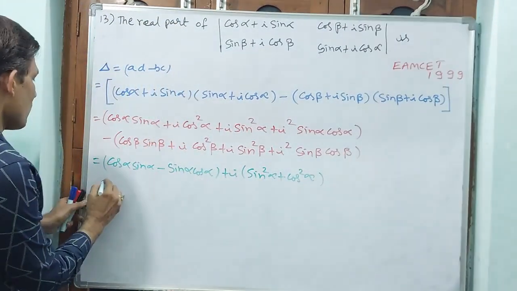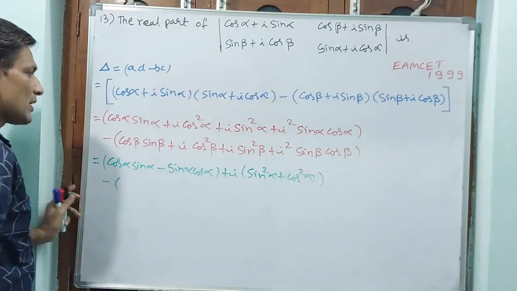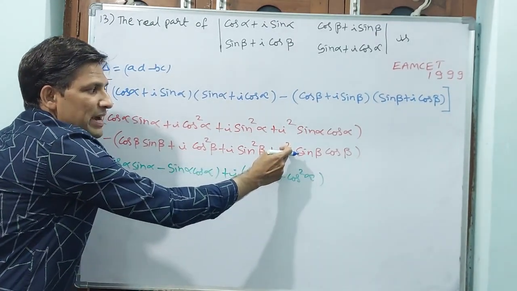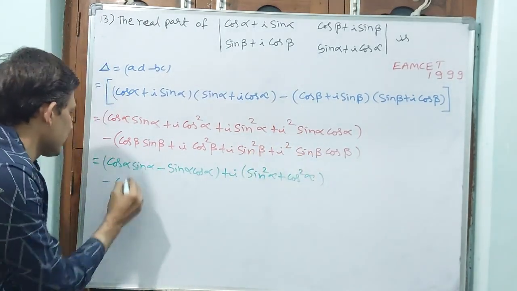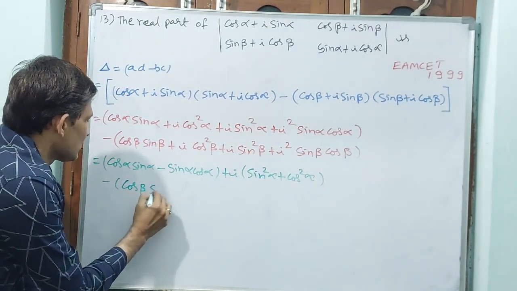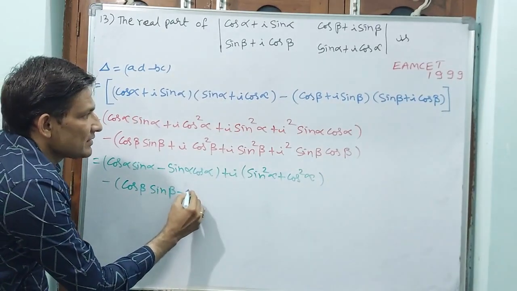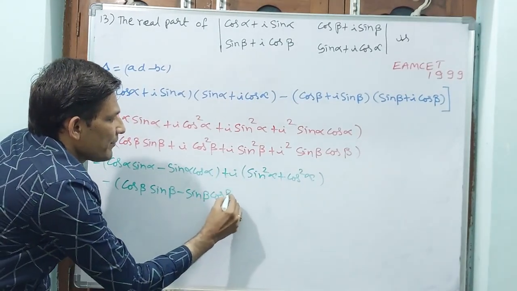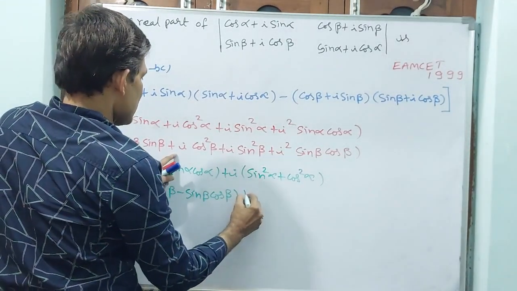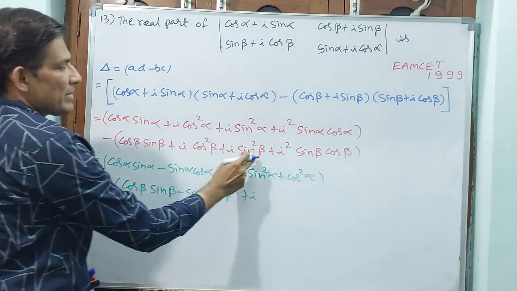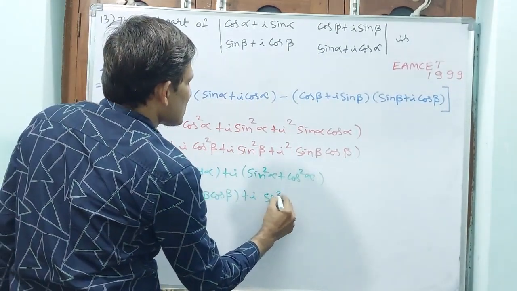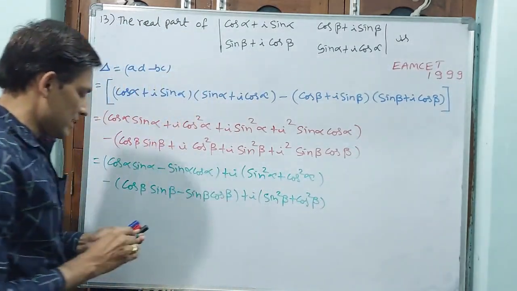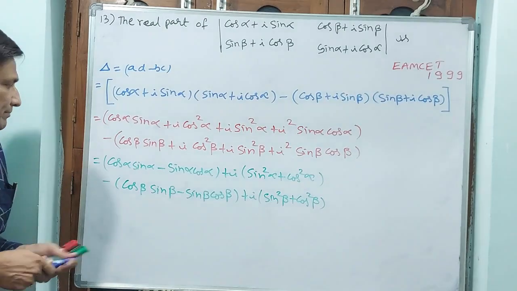Okay. Now put minus again, this minus, put another parenthesis, and here also see i square means minus 1, minus sin beta cos beta, write down cos beta sin beta minus sin beta cos beta. Okay, this is the real part. Then go for imaginary. Plus i, sin square beta plus cos square beta, like this you can write.